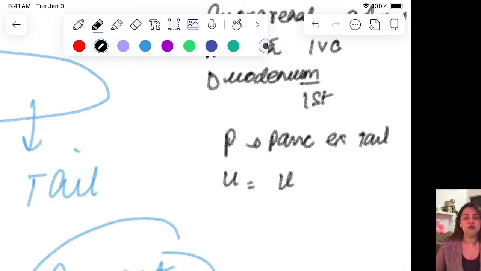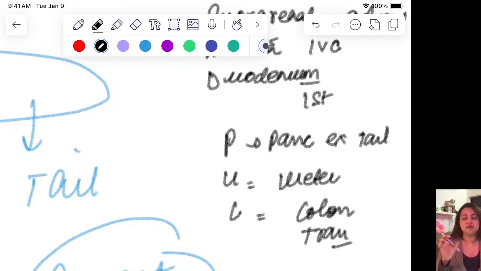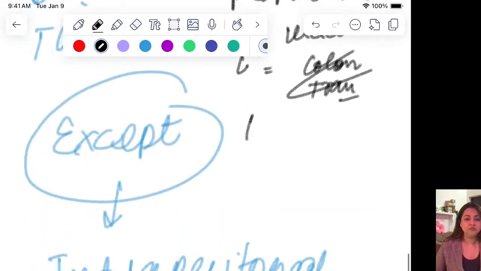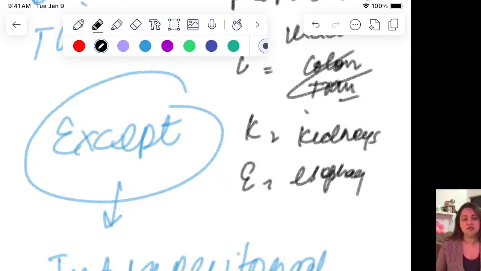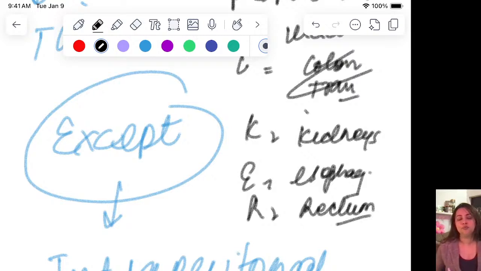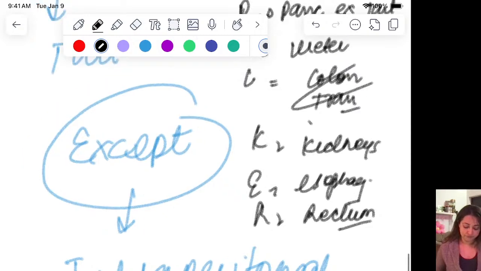Then we have U for ureter. And then C for the colon, except transverse colon. The colon has different parts. Remember, ascending and descending are retroperitoneal. The exception is the transverse colon. Then K for kidneys. Kidneys are also retroperitoneal structures. Then E is for esophagus, the thoracic part of the esophagus. And rectum. A part of the rectum is also retroperitoneal. The mnemonic given in First Aid is a very nice one: SAD PUCKER. You have to remember this mnemonic, okay?